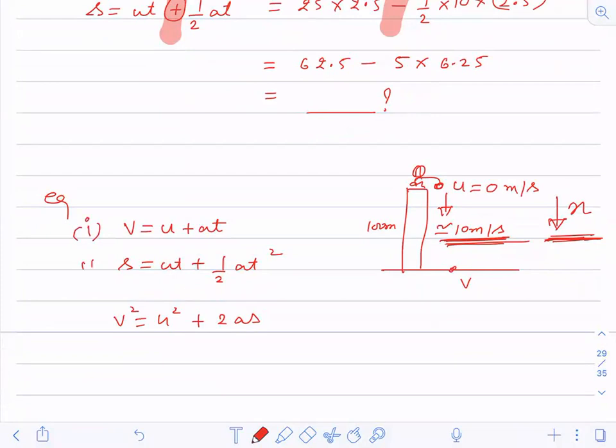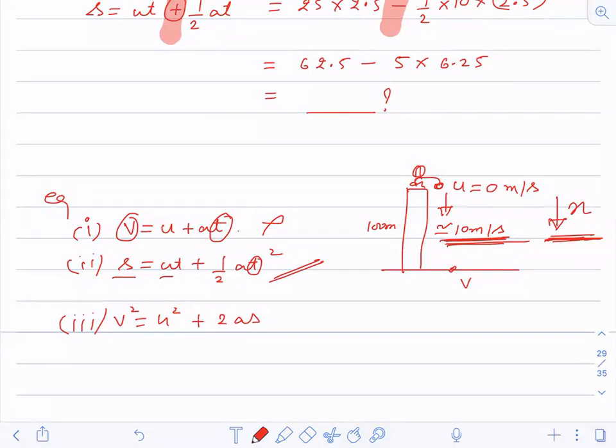Initially, you'll be having a problem: which equation shall I use? If you use the first equation, I'm not having final velocity and I'm not having time, so I cannot use this equation because two unknowns are there. In this, I know distance, I know initial velocity, but I don't know time. Then I can use this relation. Why? Because only time is unknown here, and I can calculate everything.